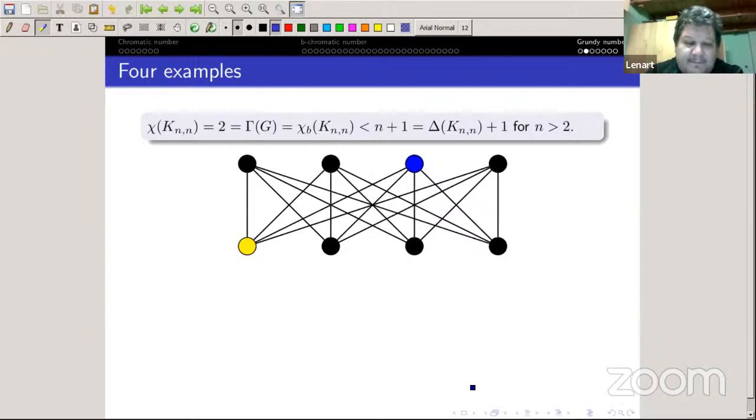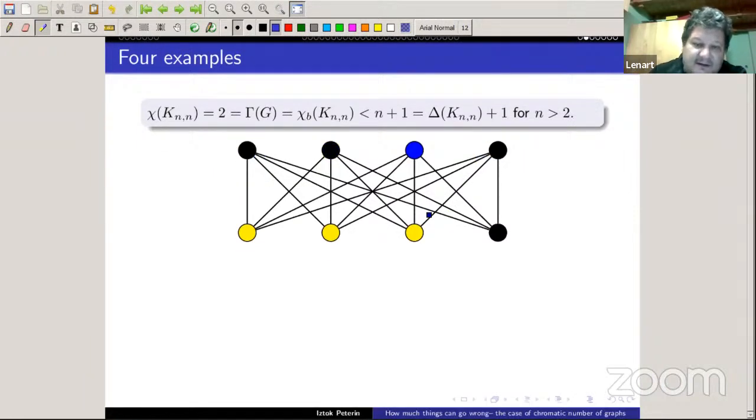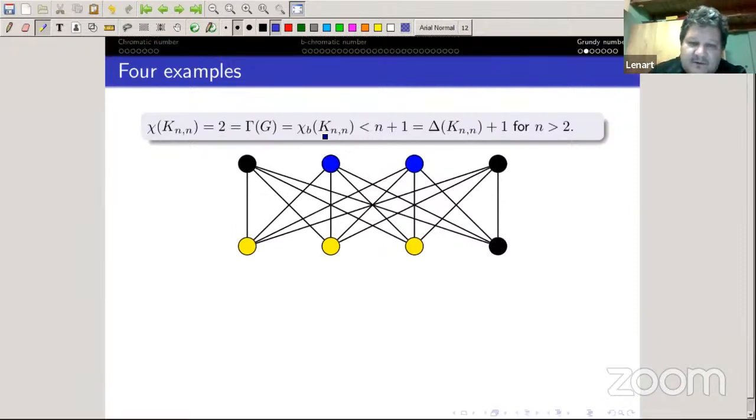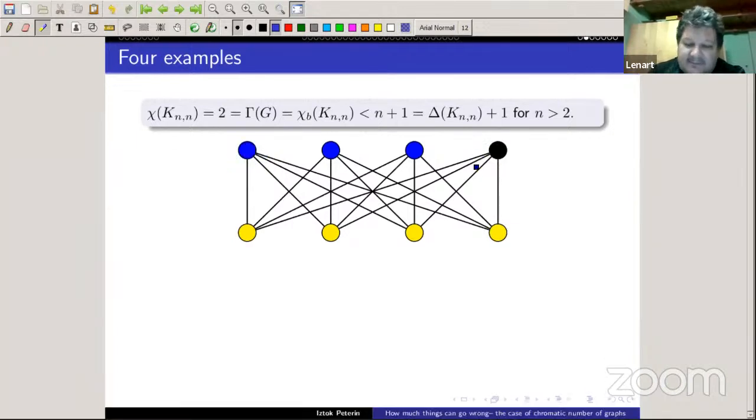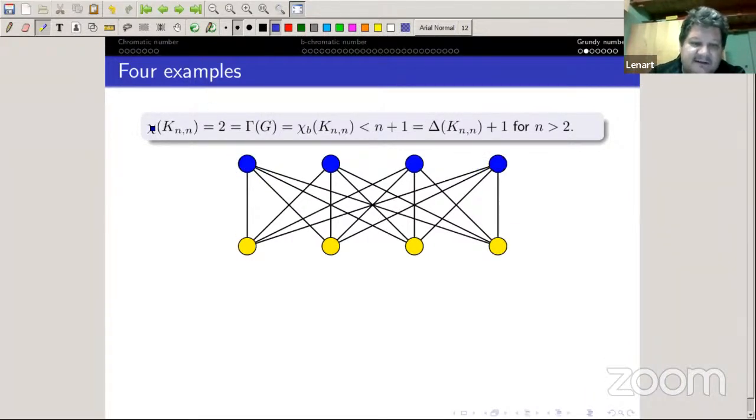If we start like that, yellow is the first color, blue is the second color, then upper vertices cannot receive yellow anymore. So all the lower vertices will receive the first color, yellow, and the upper vertices cannot receive the yellow, so they can receive the blue color. So we end up with this, and we have this line of equalities.